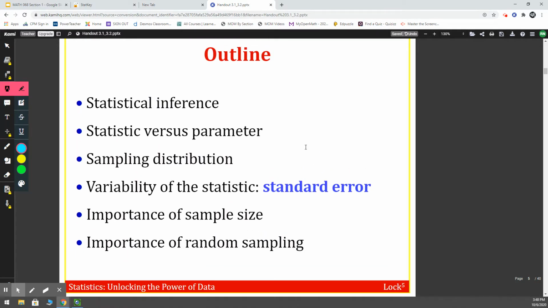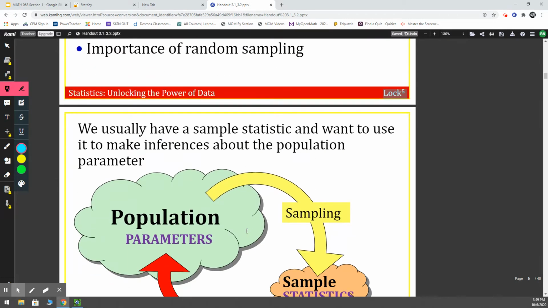So our outline for this afternoon is statistical inferences, a statistic versus a parameter, a sampling distribution, the variability of a statistic and its standard error, and the importance of size and the importance of random sampling. So our n size and our random sampling. Standard error is a great word to add to your vocab list at this point in time.